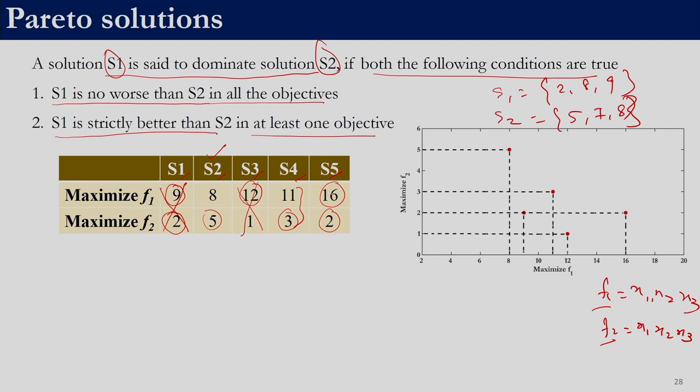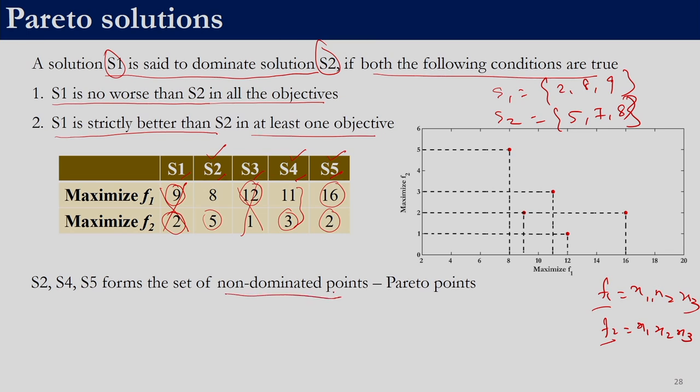Now we can compare S4 and S5, right? So 11 and 16, 3 and 2, right? So obviously S4 does not lose out to S5, right? And the other comparisons were made. So these three solutions form a part of non-dominated points, right?